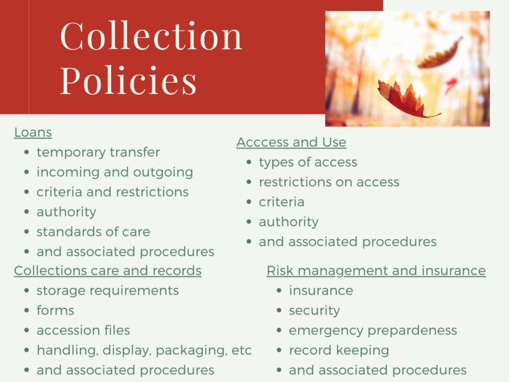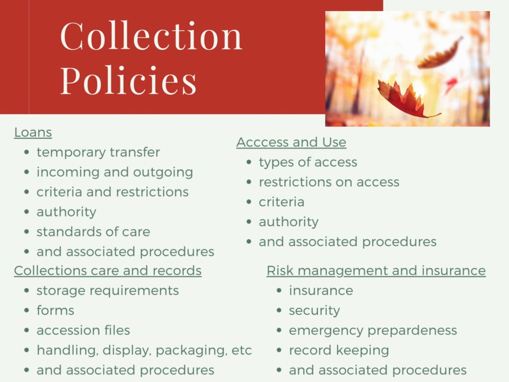The access and use section is the flip side of preservation. There is this natural tension between preservation and use, which must be balanced to fulfill the mission of the community archive. This will include information on types of access and use, including direct and indirect use, who is allowed direct use internally and externally, what restrictions on access there are, criteria for access, and if there are fees or protocols around that, the responsibilities for managing access, and the associated procedures.